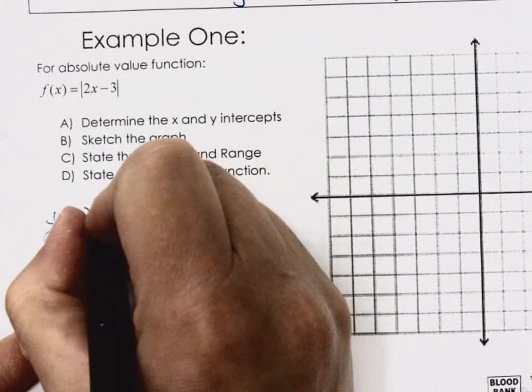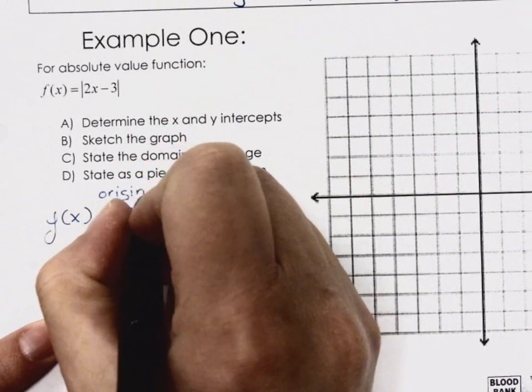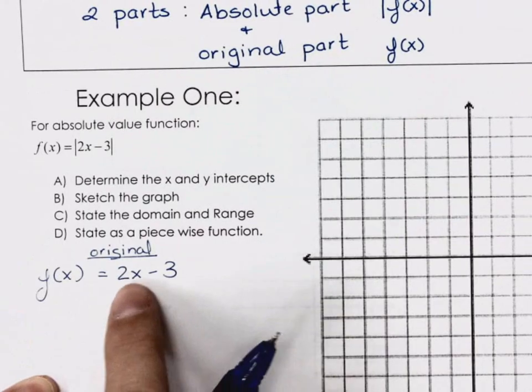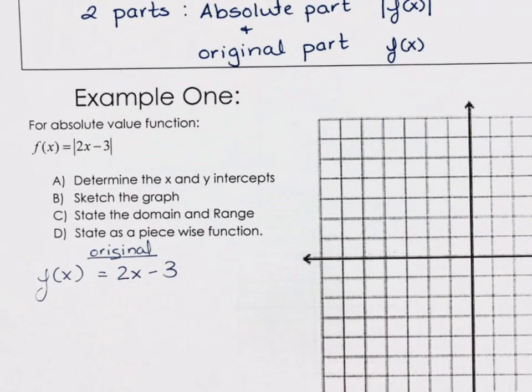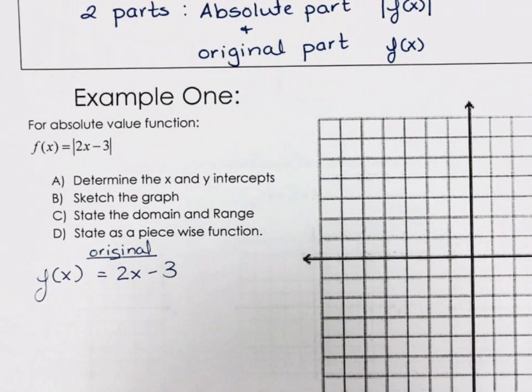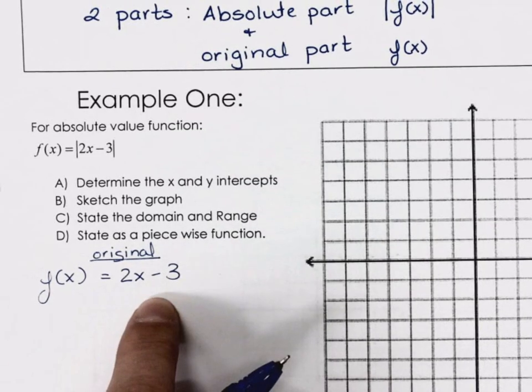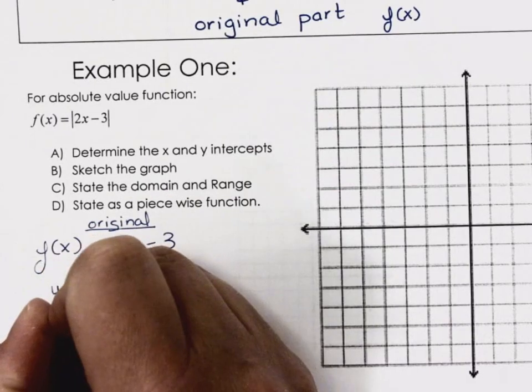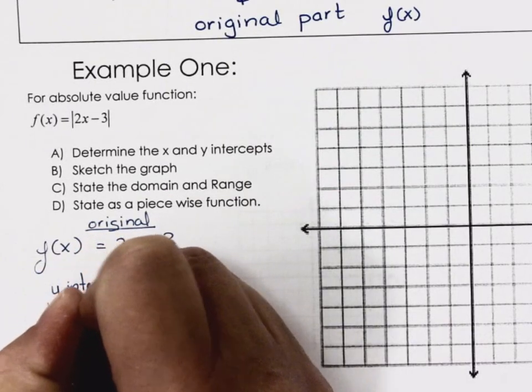I'm going to refer to this as the original graph. So when I'm talking about that piecewise function, the original part, I'm looking at just this linear equation. You agree with me that this is a straight line? Good. I want you to find the x and y intercept of this. Y would be the negative 3. Easy peasy. Is it positive? Nope, it's negative.